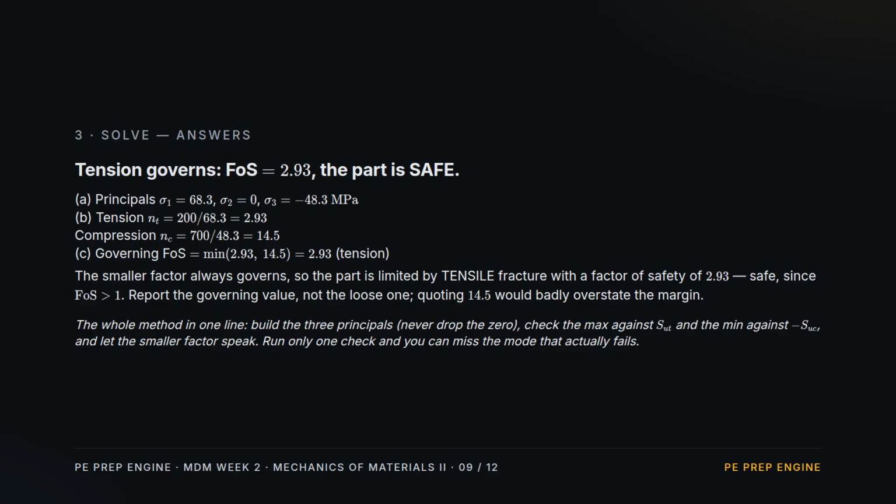The answers. Principals 68, 0, and minus 48. Tensile factor about 3, compressive factor about 15. The smaller governs, so the part is limited by tensile fracture with a factor of safety just under 3. Safe. Report the governing factor, not the loose one. Quoting the compressive margin would badly overstate how much room the part really has.